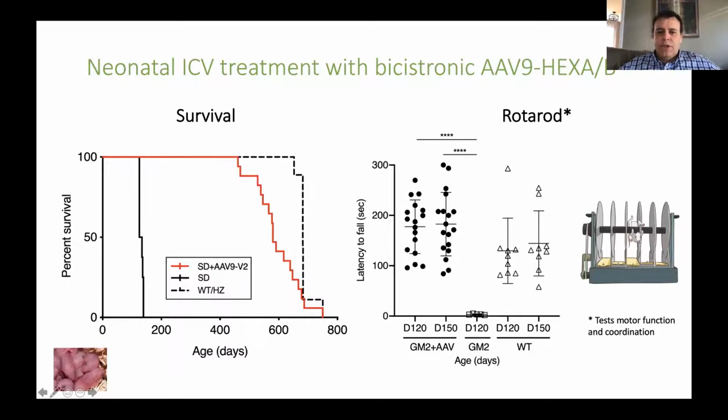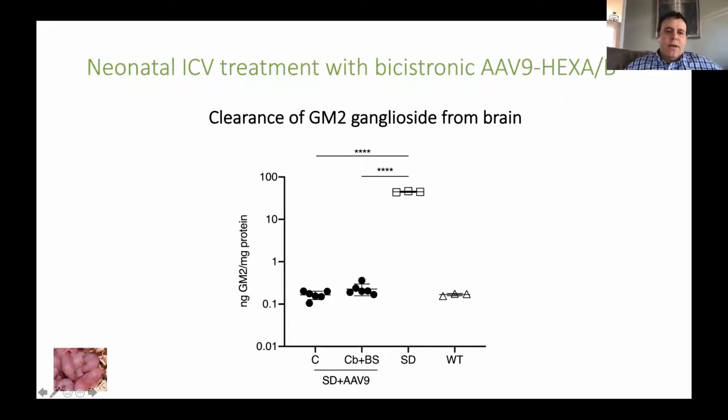So what you can appreciate in this graph is that animals that are untreated, so GM2 animals, at 120 days, they essentially can't perform. The moment the dowel starts rotating, they essentially fall off almost immediately. In contrast, you can see here the animals that were treated with the AAV on the left side of the graph. You can see here that at 120 days, 150 days, they really maintain normal performance compared to wild type animals. Heather, if you could move on to the next slide.